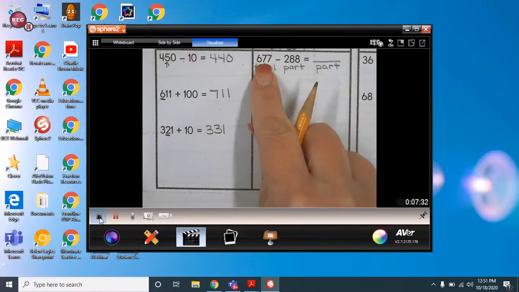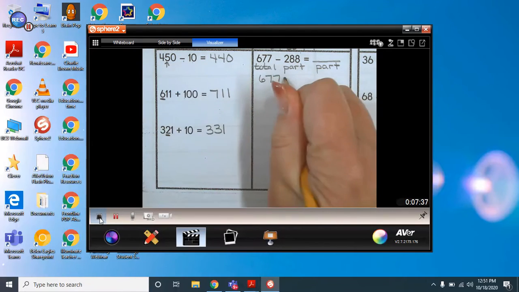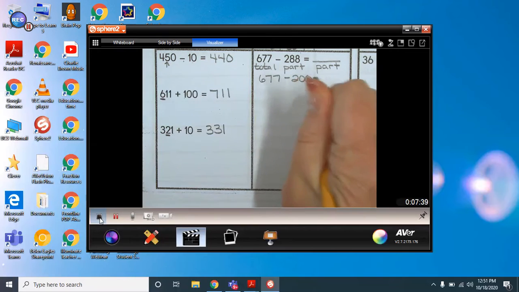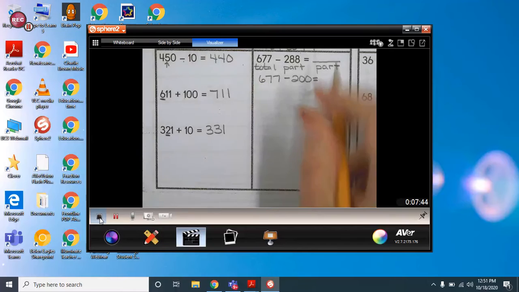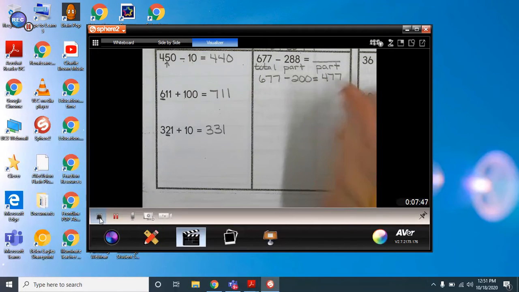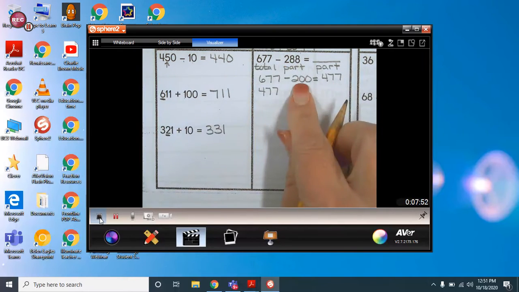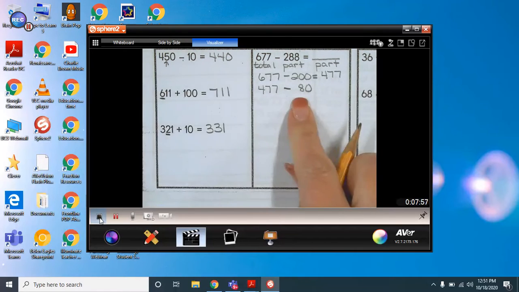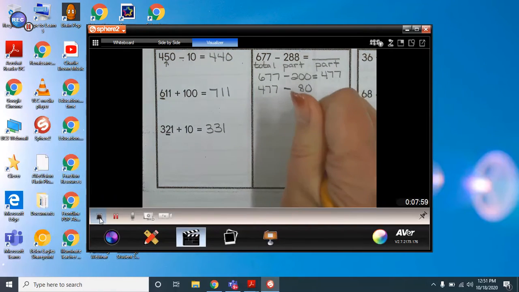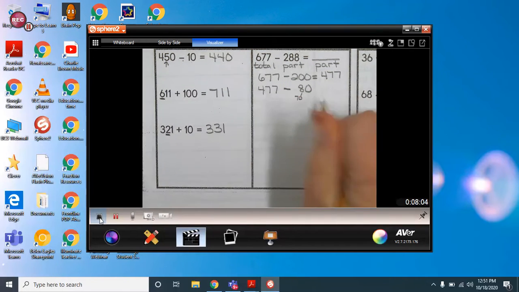We could take the 677 and subtract 200s. We would have 477. We could take that 477 and, since we've already subtracted our hundreds, subtract our tens. When we're subtracting our tens, we know there's only 7 tens here, which is 70. But we're not subtracting just 70, we're subtracting 80.